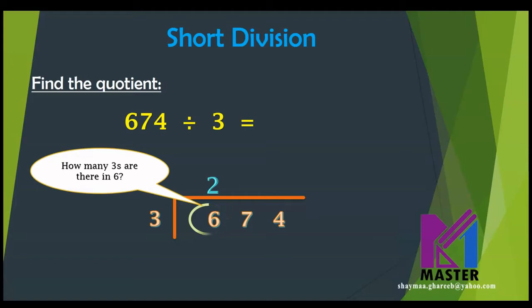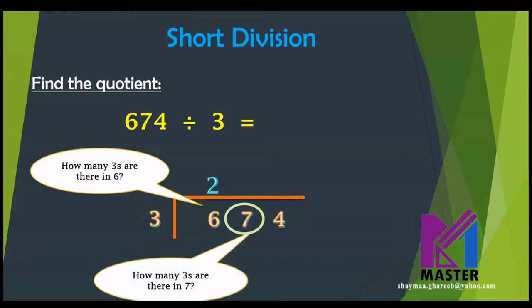I will move to the next digit, which is the 7. I will do exactly the same. 7 divided by 3, which means how many 3's are there in the 7? So there are 2 3's, but this time there will be a remainder. So the answer will be 2 remainder 1. So I will write the 2 up here and the remainder between the 7 and the next digit, which is the 4.